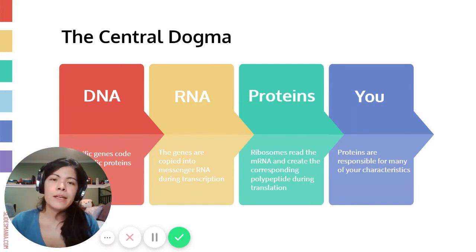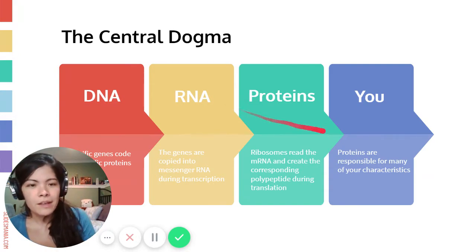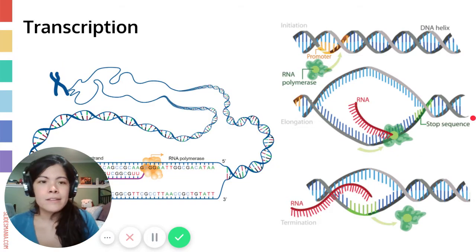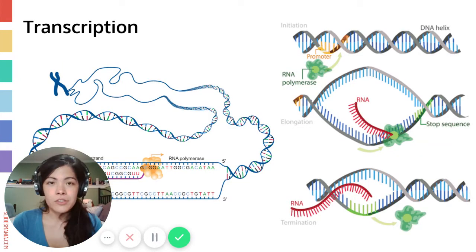So even things that we can't see just by looking at someone, like you can't look at somebody and see if they're lactose tolerant or intolerant, that characteristic also comes down to a protein. So proteins have a huge effect on our physiology and our morphology, the way we look. Both of those things, huge impact comes from proteins. So on the next two slides, we're going to be looking at transcription and translation in more detail.